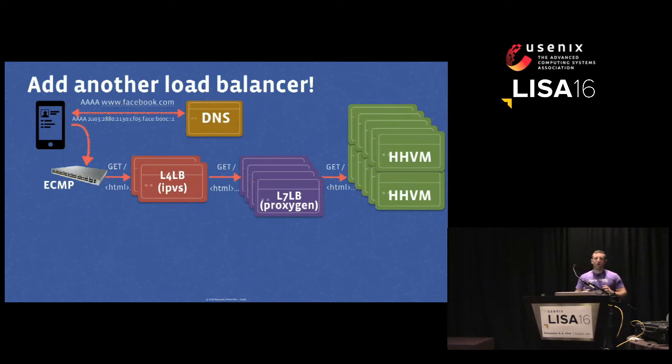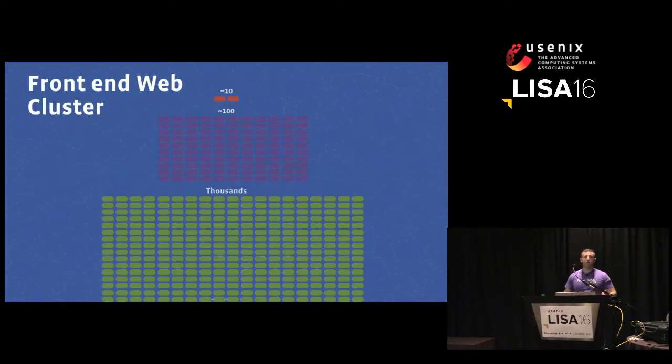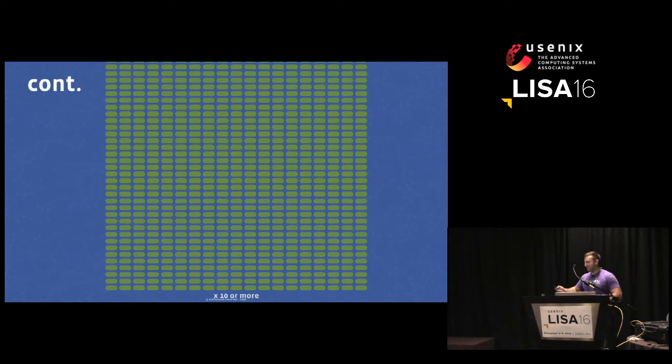So this is what we consider a cluster. This is basically what we would consider a front-end cluster. We have potentially tens of L4 load balancers here. We have potentially hundreds of L7 load balancers, and then we can have many thousands, up to tens of thousands of HHVM servers behind it. So this is basically our unit of front-end capacity at Facebook. There's a lot of servers there.